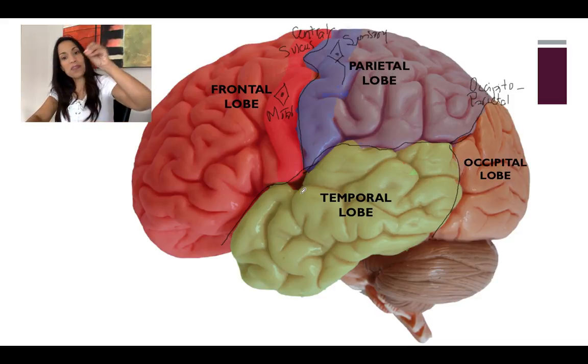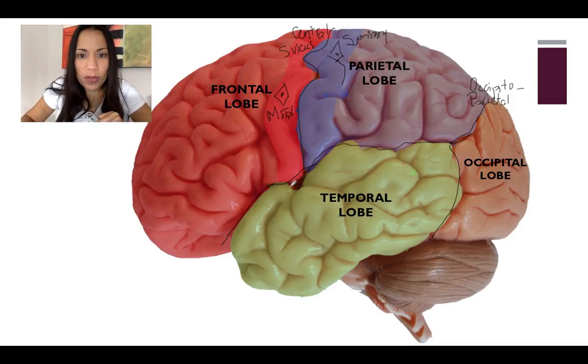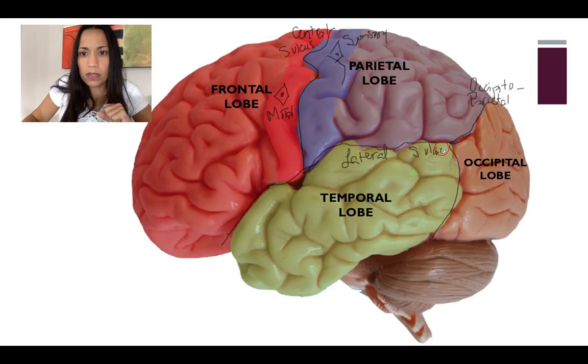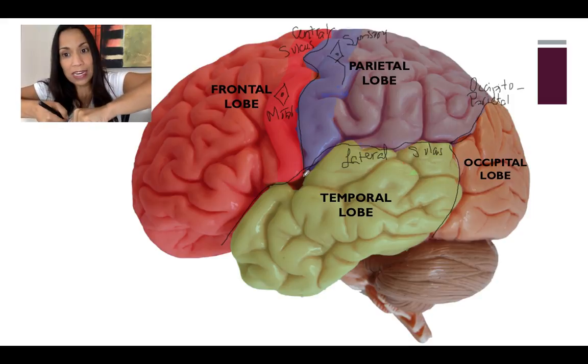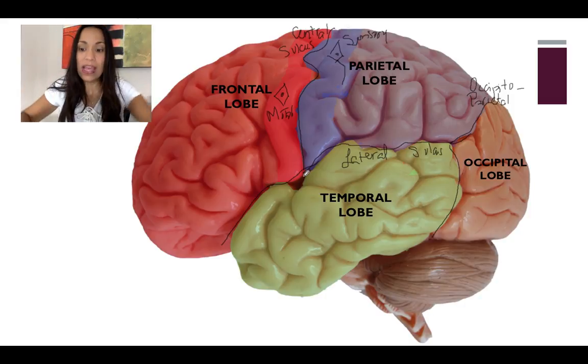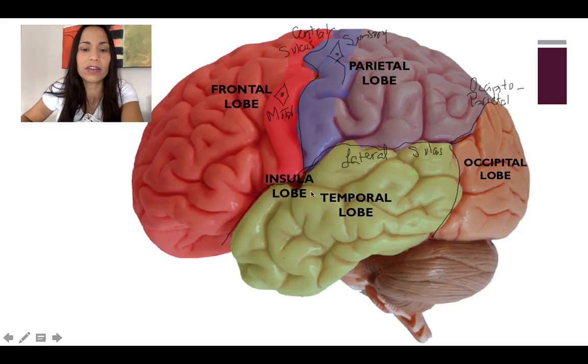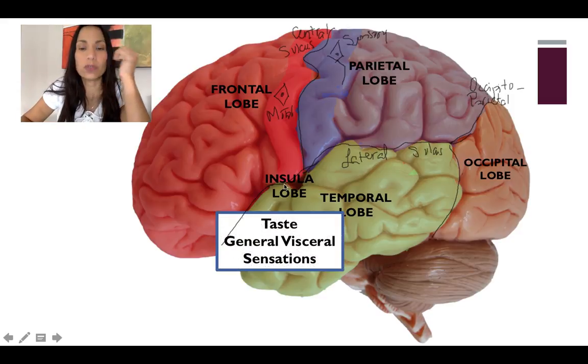Now, if you can introduce some separators and open up the lateral sulcus, which I didn't name here, the lateral sulcus is the one separating the frontal and parietal from the temporal lobe. If you open up that sulcus, you're going to see deep down another lobe, which is the insula. I'll go there later. The insula deals with taste and the general visceral sensations.